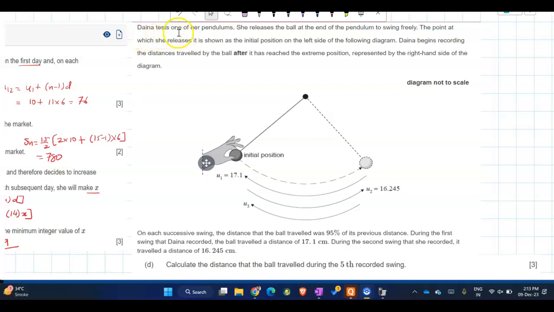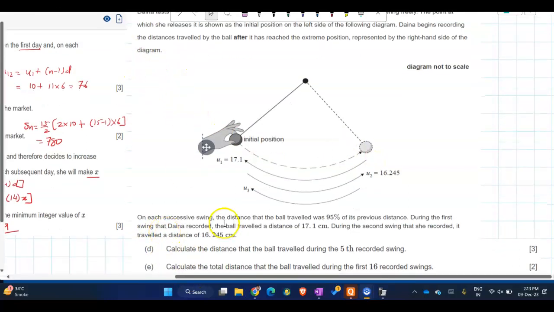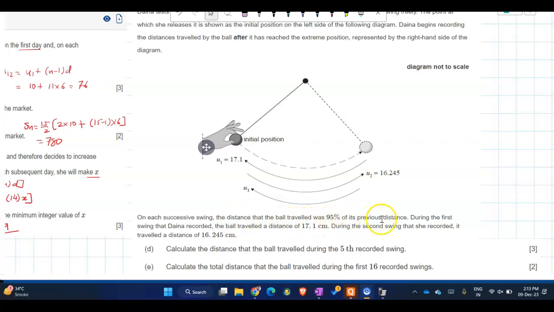Dinah tests one of the pendulums. She releases the ball at the end of the pendulum to swing freely. The point at which she releases it is shown as the initial position. Pay attention, please. On the left hand side of the diagram, Dinah begins recording the distance traveled by the ball after it reaches the extreme position, represented on the right hand side. This is the extreme position. On each successive swing, the distance the ball travels is 95% of the previous swing.